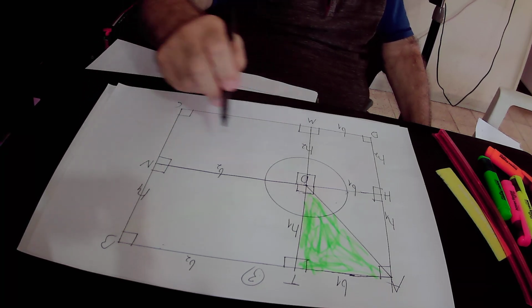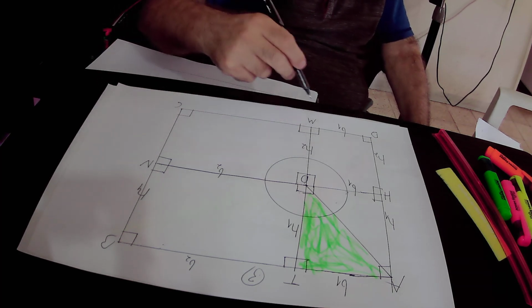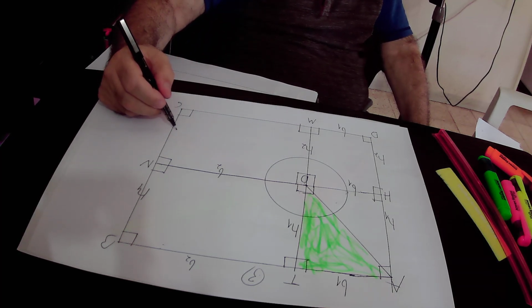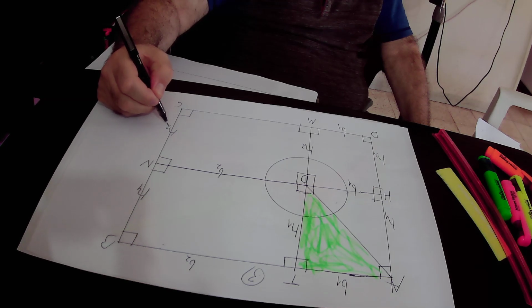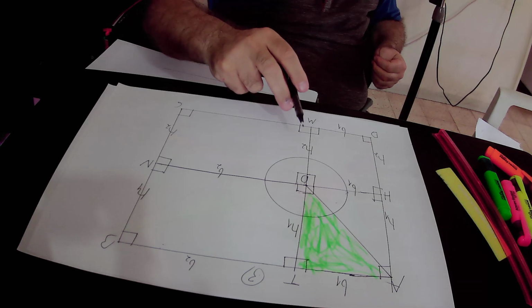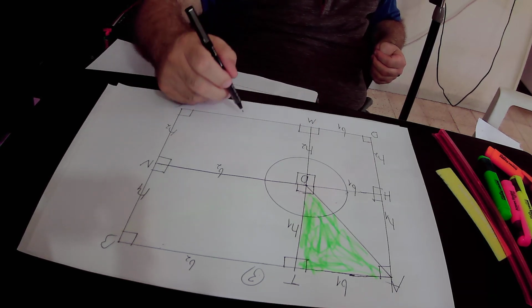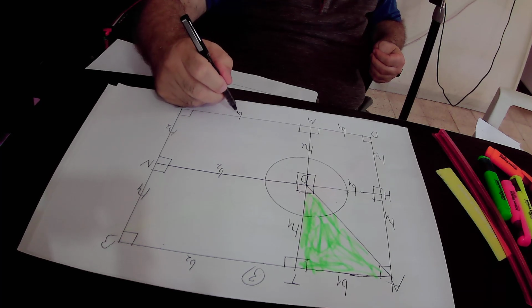In rectangle ONMC, OM must equal NC, but we know that OM equals H2, therefore NC must also equal H2. And finally, ON must equal MC in rectangle ONMC, but we know that ON equals B2, therefore MC must also equal B2.